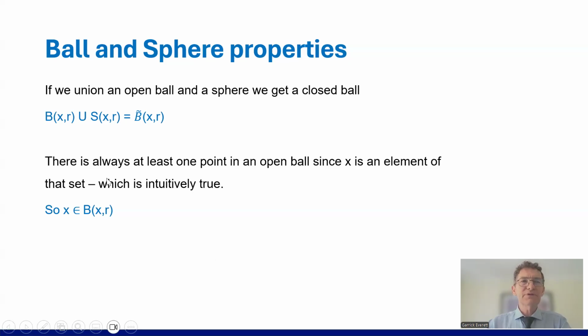The second property: there's always at least one point in an open ball, since x is an element of that set, which is intuitively true. So x is an element of the ball B(x, r). There's always going to be at least one element in a ball.